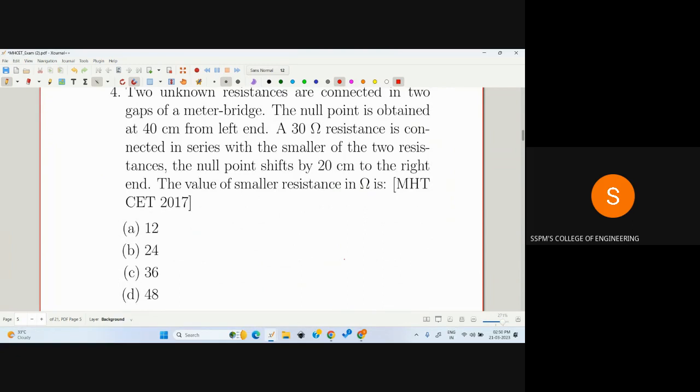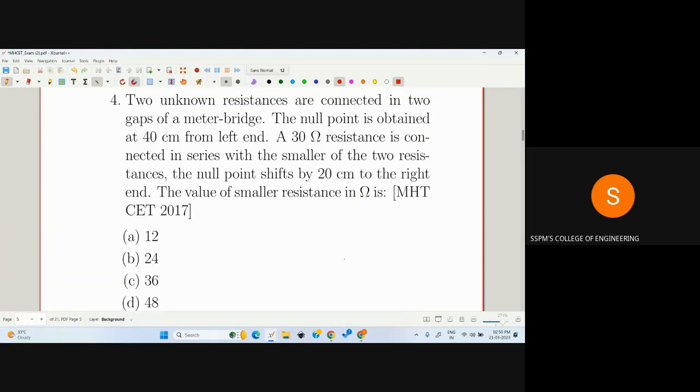Example number 4. Here in this example, two unknown resistances are connected in two gaps of the meter bridge. The null point is obtained at 40 centimeter from the left end. A 30 ohm resistance is connected in series with the smaller of the two resistances. Then the null point shifts by 20 centimeter to the right. What is the value of the smaller resistance? You have to find it.